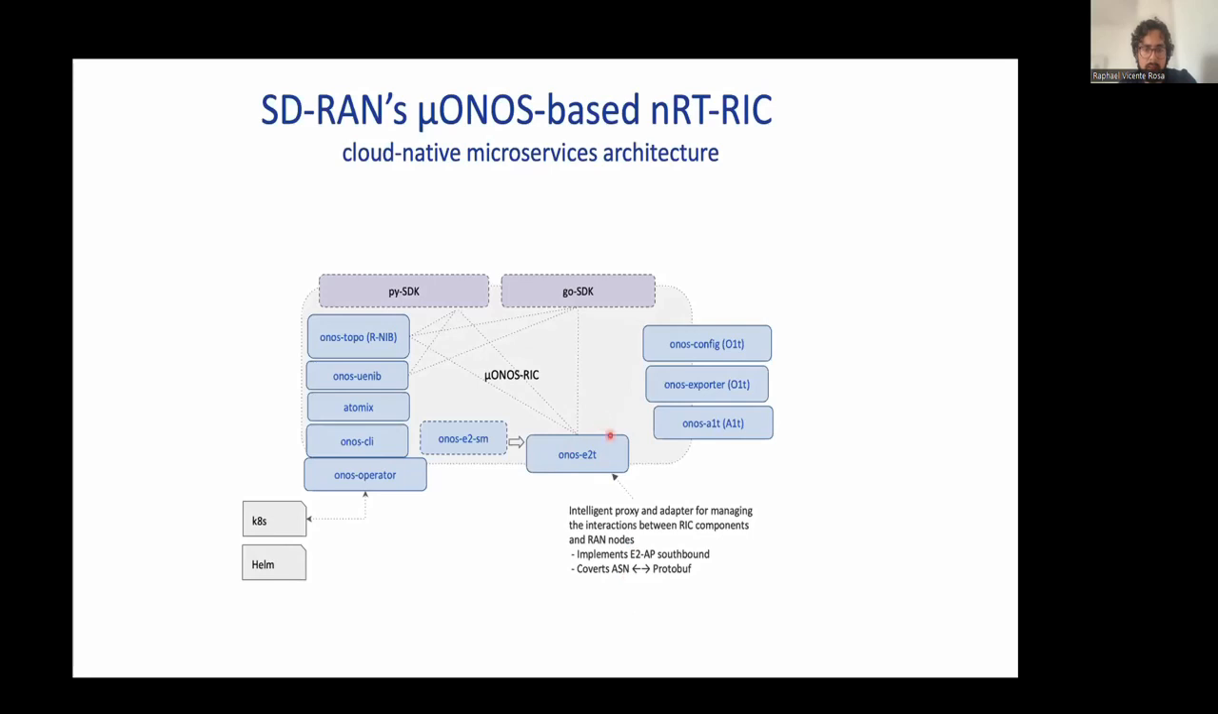In the case of the SDRAM project, this component on the southbound talks ASN1 over SCTP. And on the northbound here, together with the different components, it talks gRPC. So what it does is the conversion between internal gRPC structures in protobuf definitions and ASN1 over SCTP.